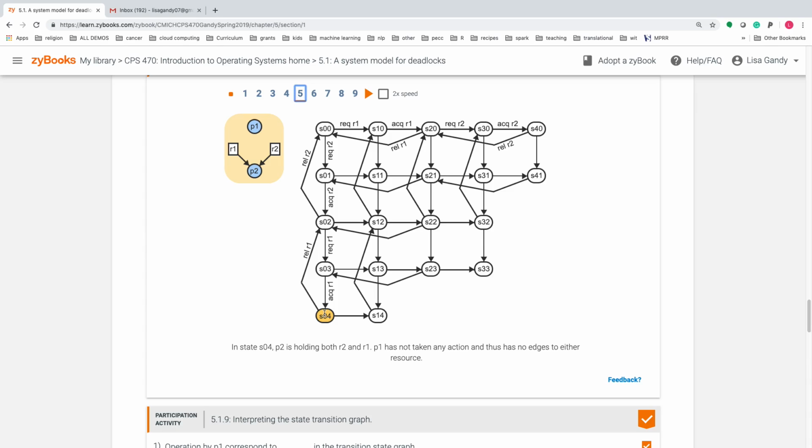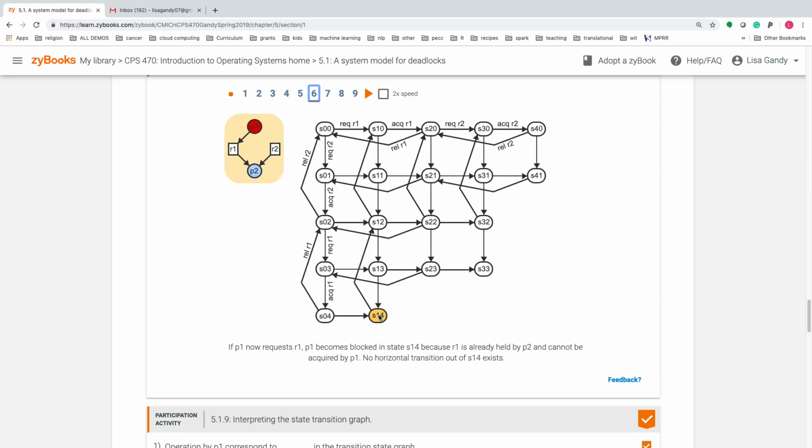Here they're just talking about, as I've said, in this state P2 is holding R2 and R1 because it's requested and acquired. We know that because of this. And P1 hasn't done anything because it's at this part. Let's look at another. If P1 now requests R1, then P1 becomes blocked in state S14 because R1 is already held by P2 and cannot be acquired.